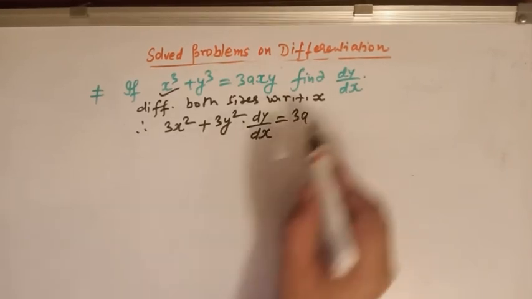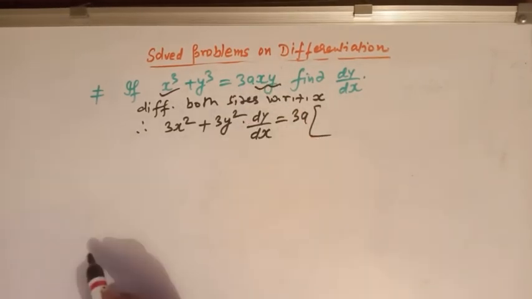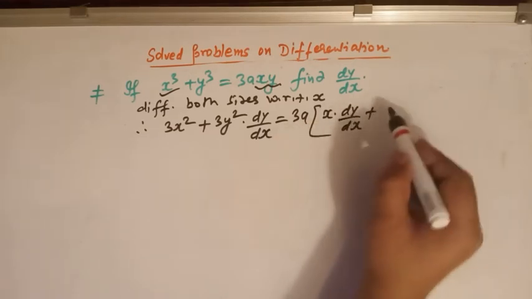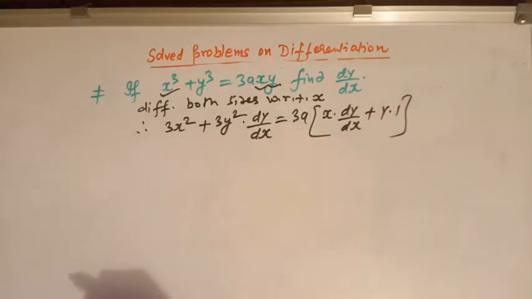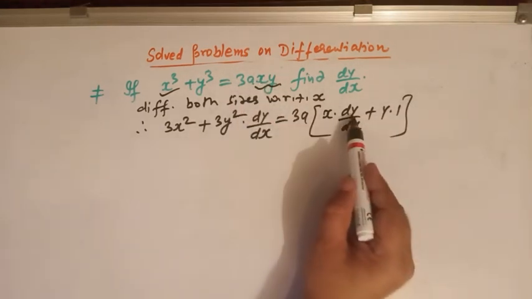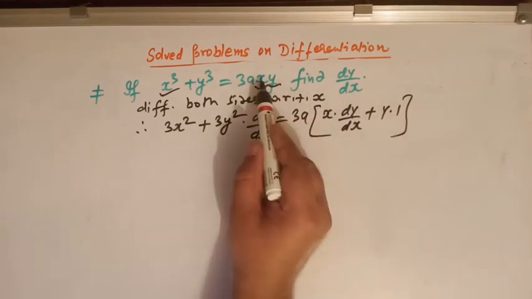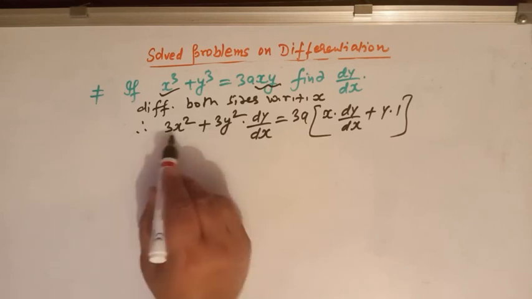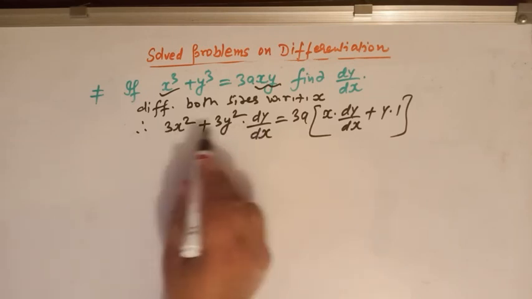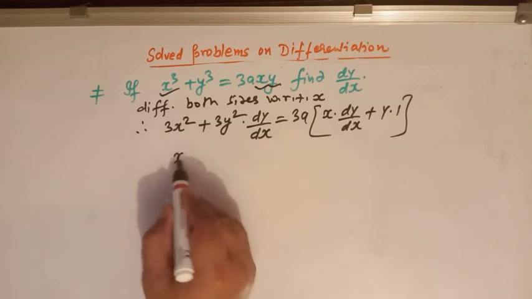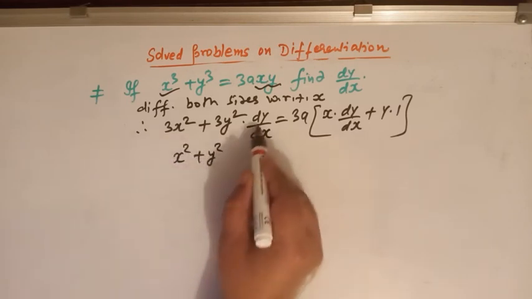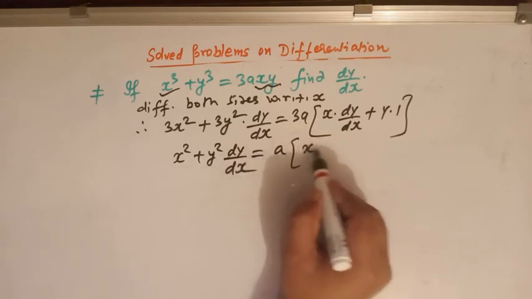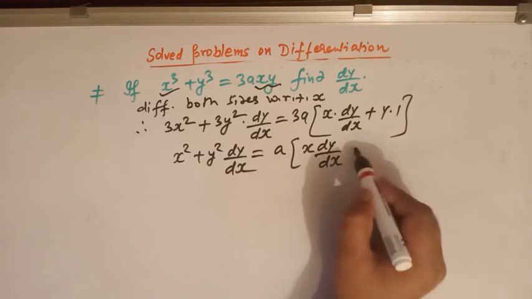equal to, this is 3a, and here we have the product of two functions, so we have x, this is dy over dx plus y multiplied by 1, because first function times derivative of second, plus second times the derivative of first, which is 1. So here we cancel out 3, so we have x square plus y square dy over dx equal to a times of x dy over dx plus y.